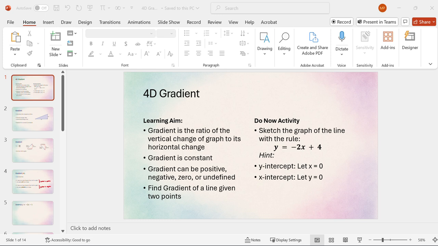All right. So this is chapter 4D. We're going to be talking about the gradient. Now I have taught you this last year, but we're just going to learn it again and then add more on top of it.